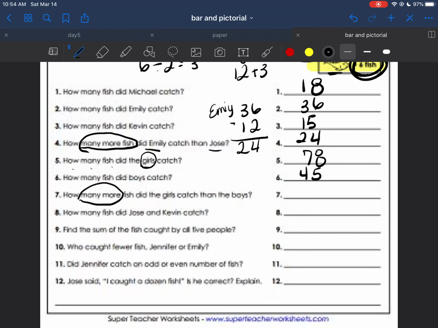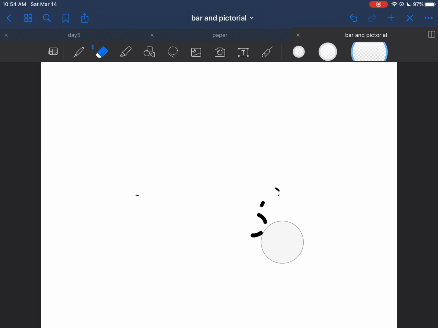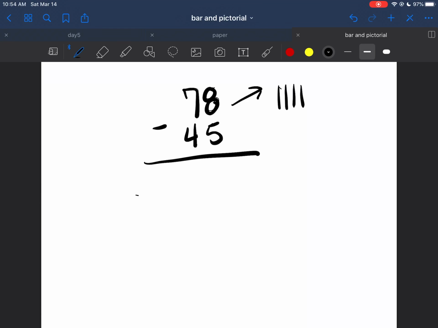How many more fish did the girls catch than the boys? Well, the girls caught 78, the boys caught 45. If I want to know how many more, what operation am I going to use? I'm going to take away. I want to know how many more they caught. So I'm going to use my base 10 strategy to help me solve. How many 10s? 7. How many 1s? 8.